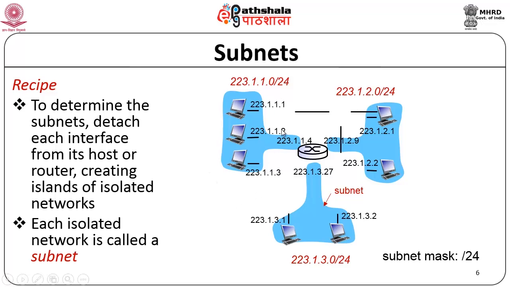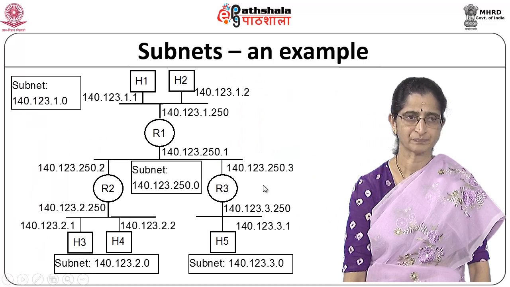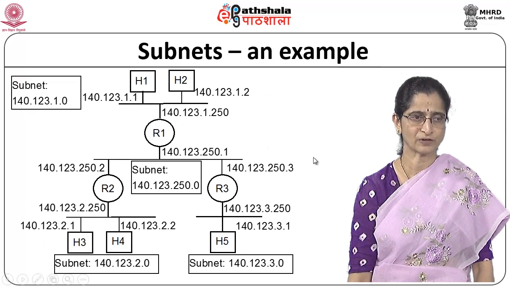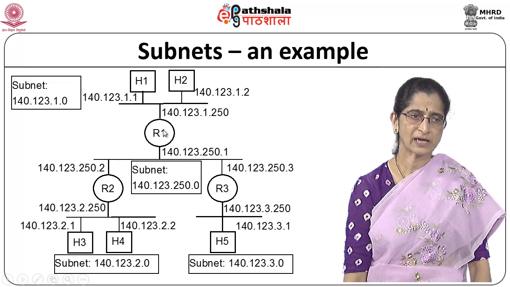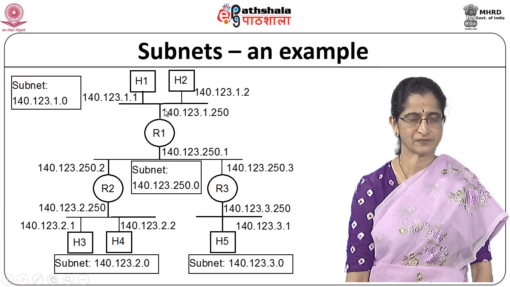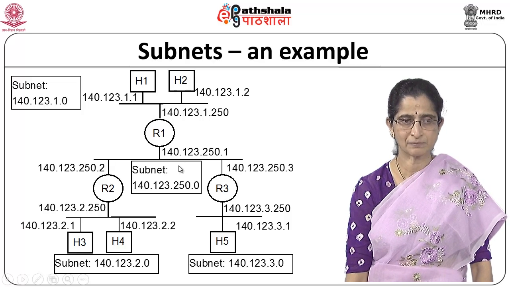And for each isolated network now, we call this a subnet, and for this subnet we need to figure out how the addresses can be assigned. So we will take a look at an example to get a better feel of how this whole thing looks. I have a router R1 here, and there are 2 networks connected to it through its 2 interfaces. So this itself can be one subnet and this is another subnet.